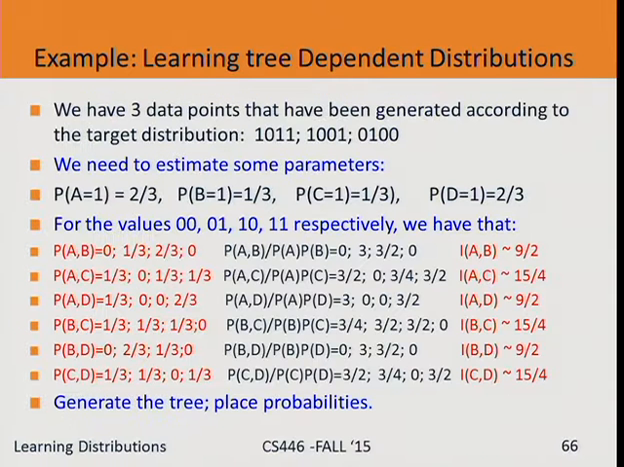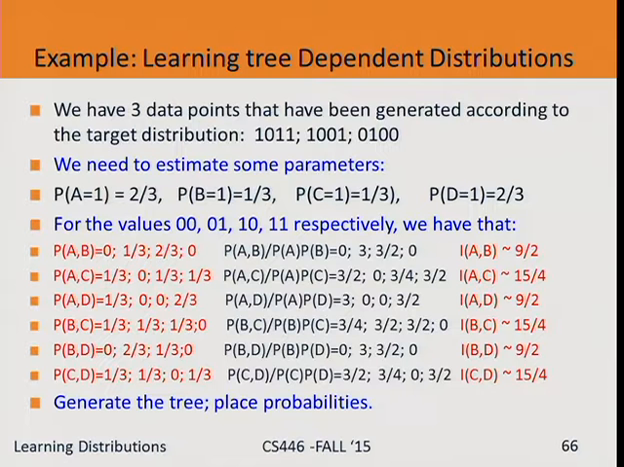Okay, so let me give an example, and let's see if this clarifies things. The data, P, that I see is three data points. Happens to be the same three data points that we had before. I'm going to learn a tree. So that means that I need to estimate parameters. First of all, I need to estimate for each variable. I have four variables. I call them A, B, C, D, right? The coordinates x1, x2, x3, x4. Now it's A, B, C, D.